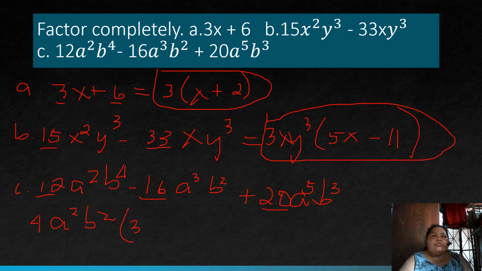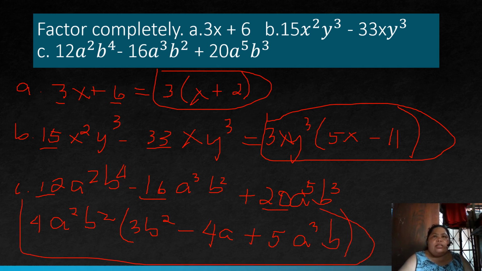Then 2 minus 2 for a is 1. For b, 4 minus 2 is 2. Then we have 16 divided by 4, of course 4. Remember the sign, don't forget the sign. So 3 minus 1 for a is just a, and b cancels. Then 20 divided by 4 is 5, and 5 minus 2 is 3, so we have a cubed here, and b, because 3 minus 2 is 1. So this is now our final answer.